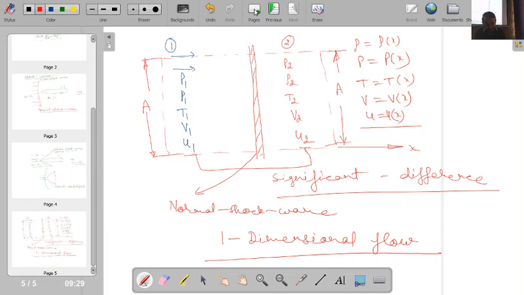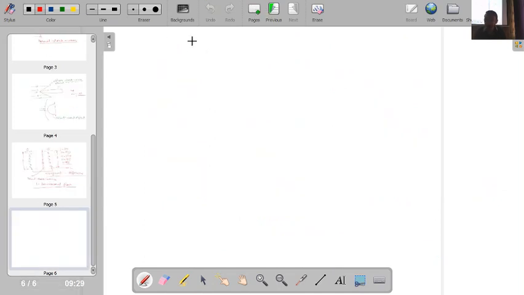So now, in case of a one dimensional flow, if I have to draw the stream tube of the fluid, the stream tube will look something like this.